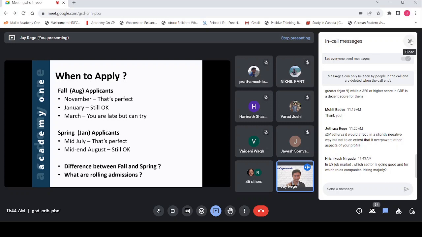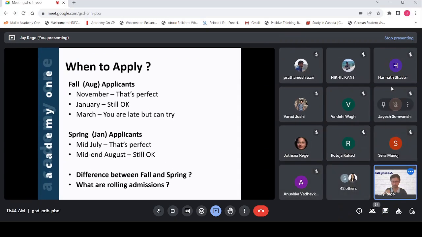Rishikesh has a question about the job market in the US. Rishikesh, we will come to that later once we just talk about the application part.